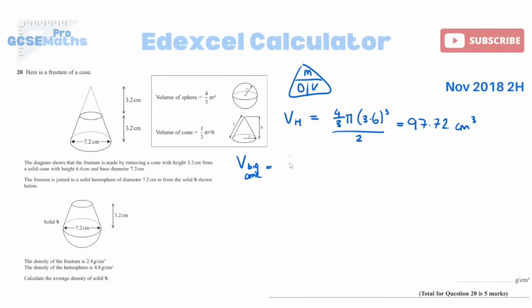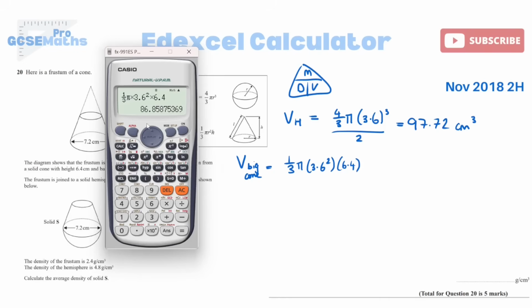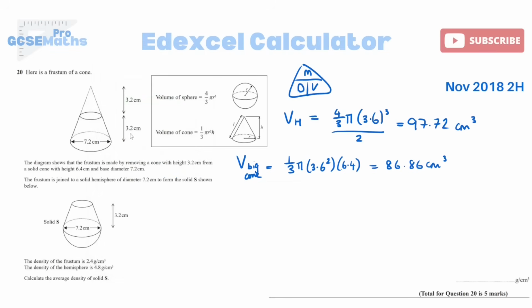is just a third pi, again radius, which is the 3.6, not the 7.2, squared this time, and then times by the height, which we know is 6.4 for the big cone. So that one we can work out straight away. Again, unfortunately, it gives us an annoying number, 86.858-ish.